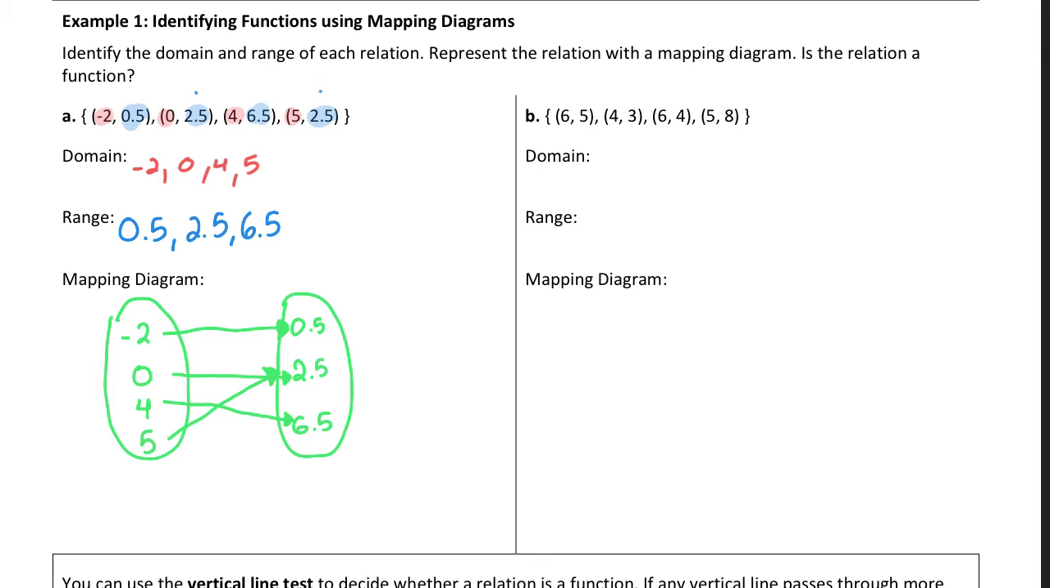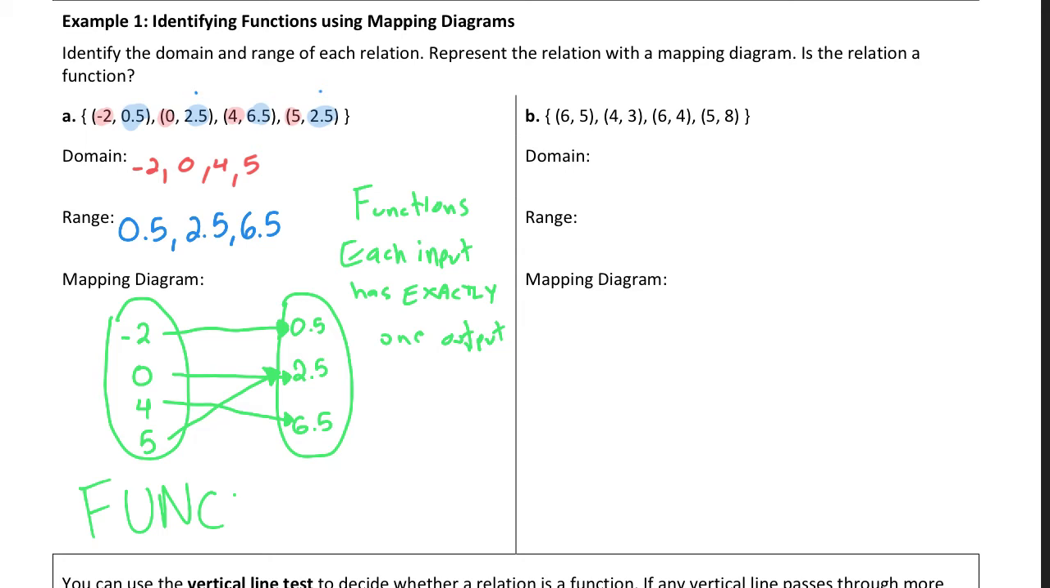More specifically, is it a function? Now, the definition of a function says a function tells us each input has exactly one output. So, in this function, -2 has one output, 0 has one output, 4 has one output, 5 has one output. So this is a function. Each input has exactly one output. Each input has one branch going off of it, mapping it to an output.